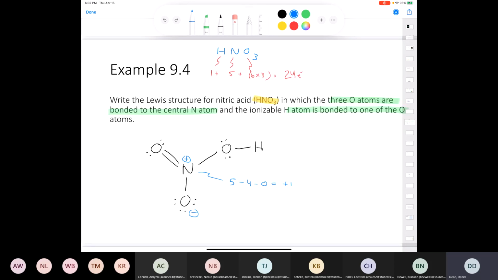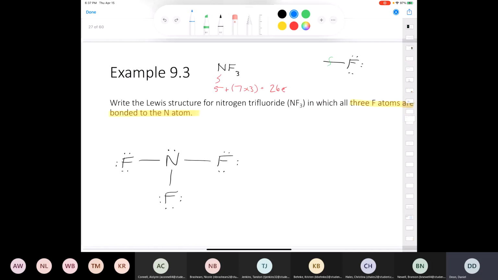Well, I've gone over formal charge with you. I talked about formaldehyde. What I'd like to do with you then is take a little bit of time. What time is it? 6:38. We've got 6 more hours. So I would like to try some other Lewis structures with you just for fun.